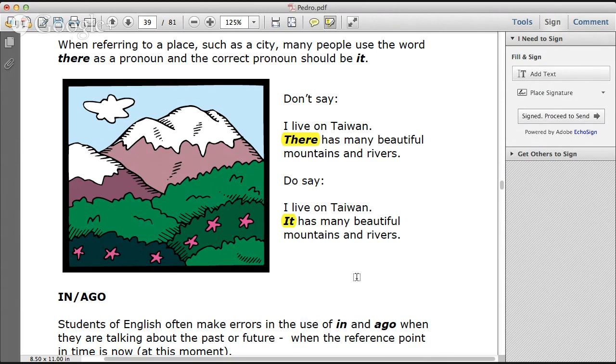Now, in practicing this, we need to create two sentences. We need to set it up because Taiwan in this section is being represented by the word it. It's being represented by the word it. So we need to create two sentences.